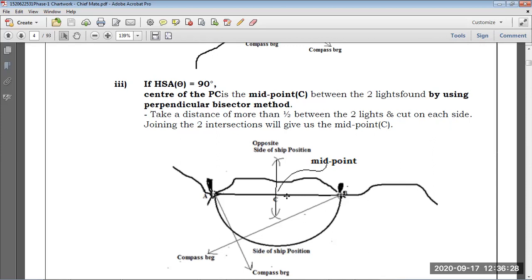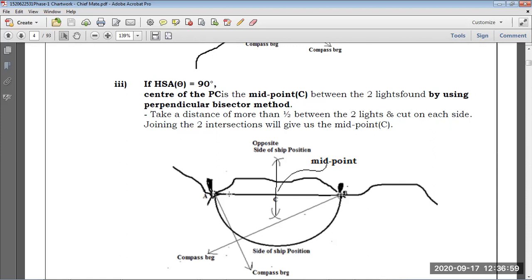So how do we do that? You take any miles arc and take B as center. You plot one arc here and one arc here. Take any radius, but both sides it should be the same radius. Suppose you take 4 miles. So from B you put 4 miles here, 4 miles here. From A, you put 4 miles here, 4 miles here. Wherever they cut, you join them, and this intersection will divide this line into two.